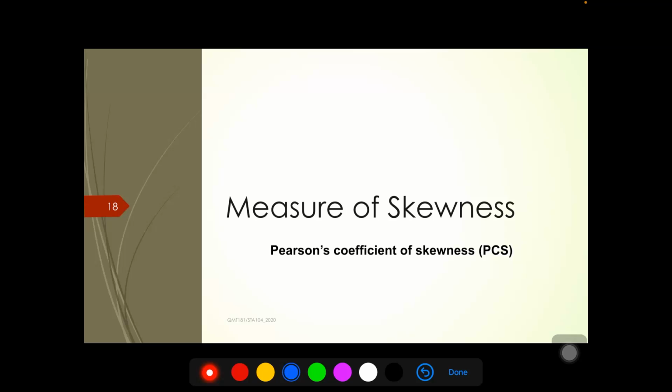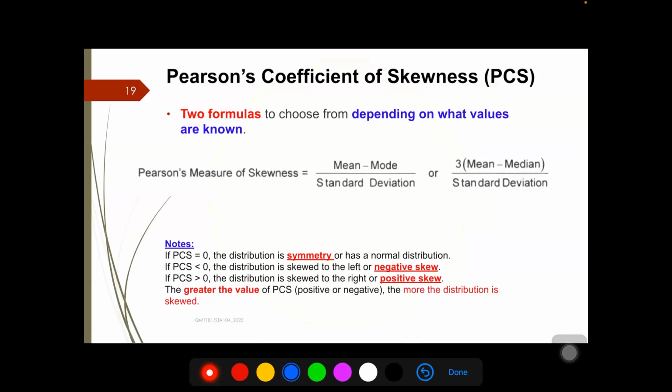This Pearson coefficient of skewness involves two measures of numerical data. The first one is measure of central tendency. The second one is measure of dispersion. So for Pearson coefficient of skewness, you need to have two values of measure of central tendency. It's either between mean and mode, or you can find using mean and median. And for measure of dispersion, we only need to use standard deviation.